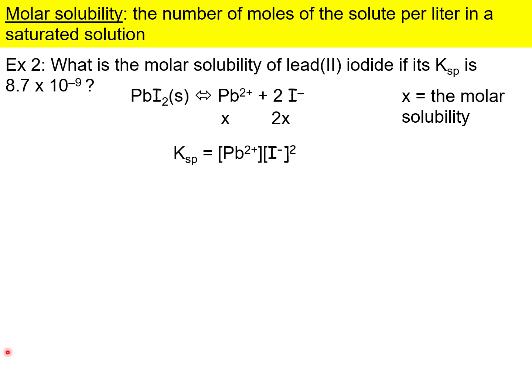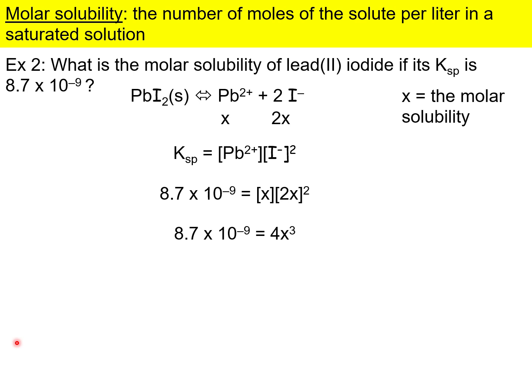So you write down your Ksp expression. Products over reactants, remember solids have a value of 1. Fill in the numbers. Now remember, you're going to be squaring everything inside the concentration brackets. So it's going to be 4x squared times x. A lot of students are bothered by the fact that that 2 ends up being used twice. That's just how the math works out.